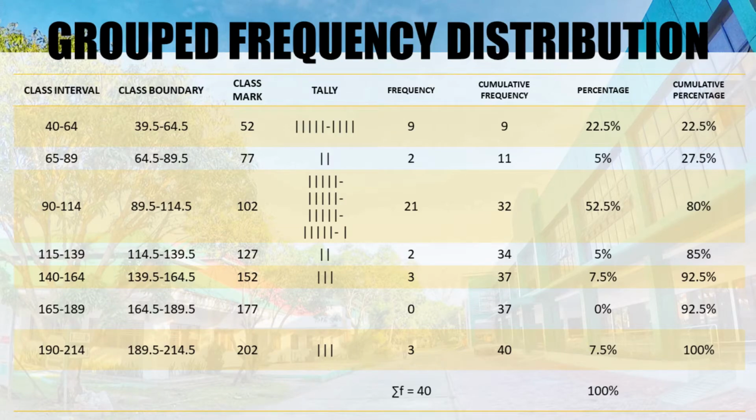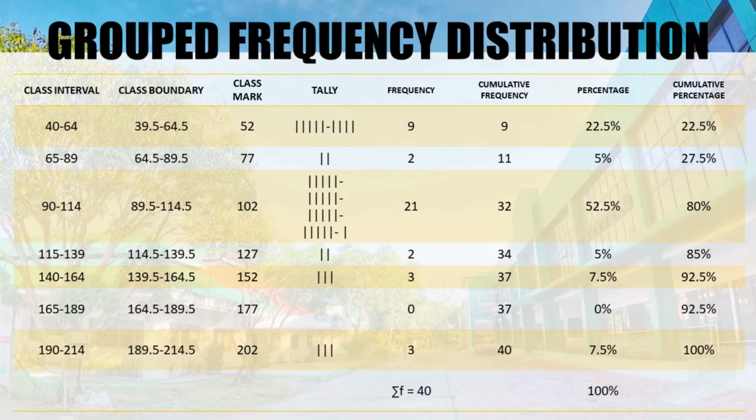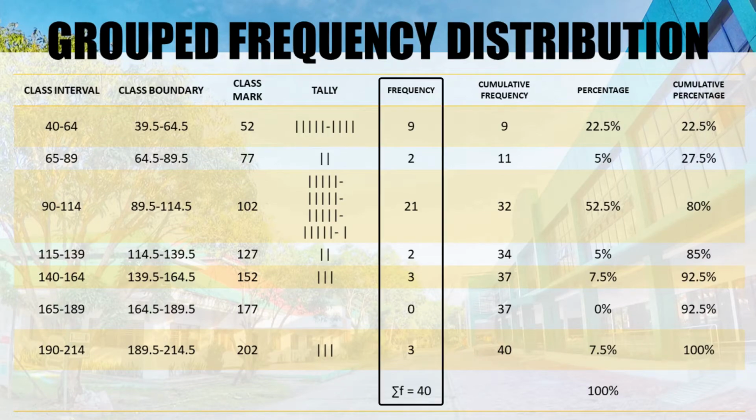In class boundary, you will subtract 0.5 on the lower class limit. In upper class limit, just add 0.5. In tally, we refer to the data and find the data where it belongs in the class interval. In frequency, you will just count the tally to get it.